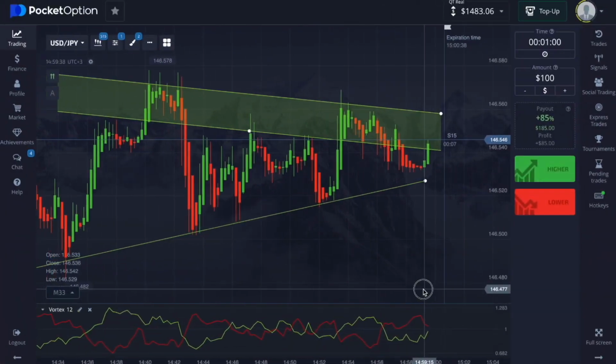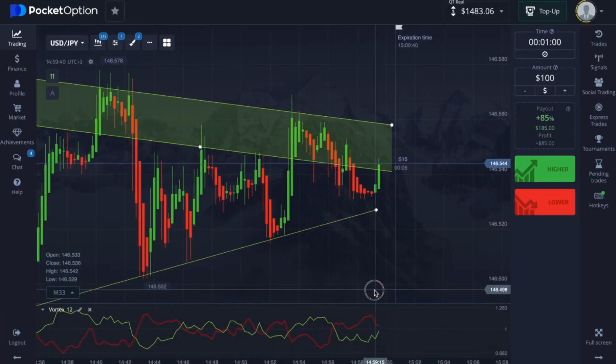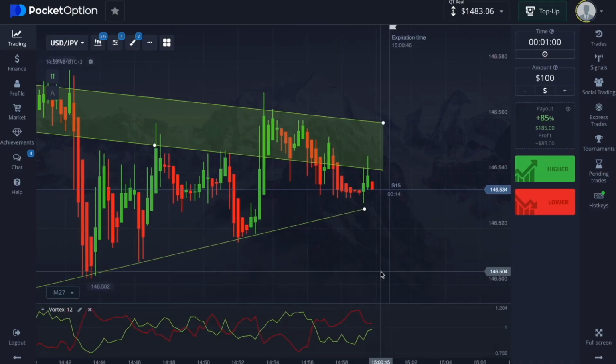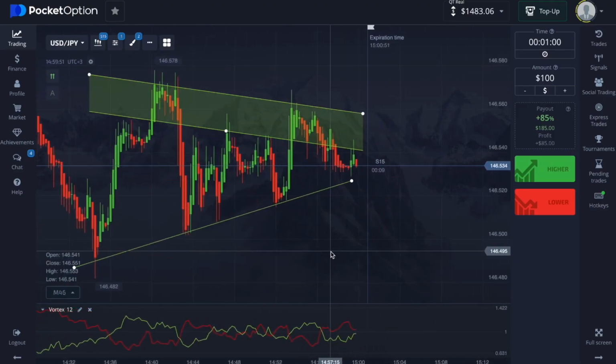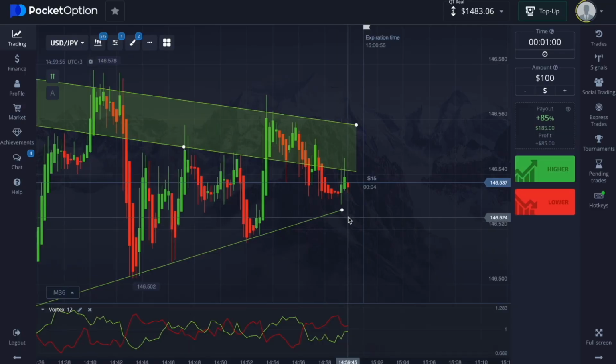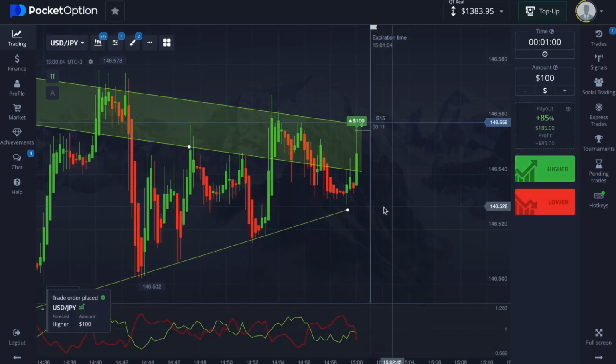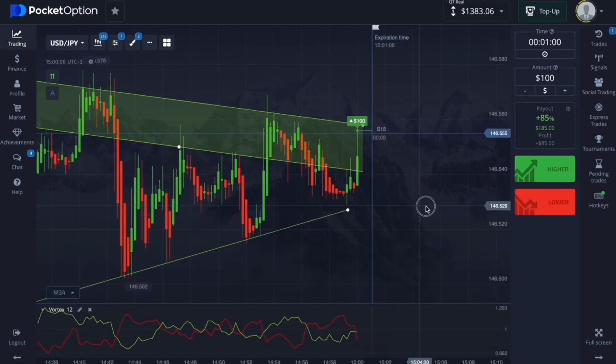Finding another good situation. I've already marked the resistance zone and support line. Now all that's left is to wait for the lines to intersect and open a trade. Now pause the video and write in the comments what pattern you think this is. Let's see how closely you watch my videos. Here, I wait for a new candle and open a trade, going long with $100 investment for 1 minute.